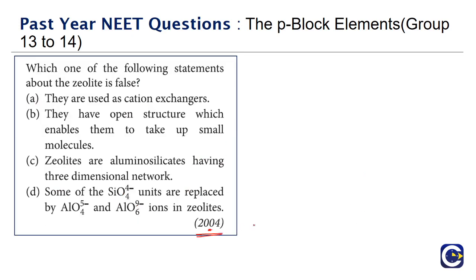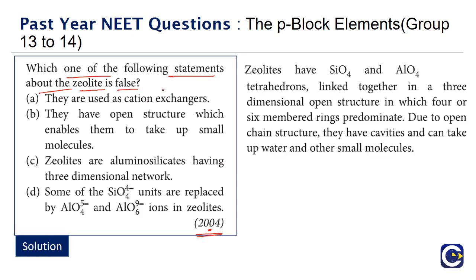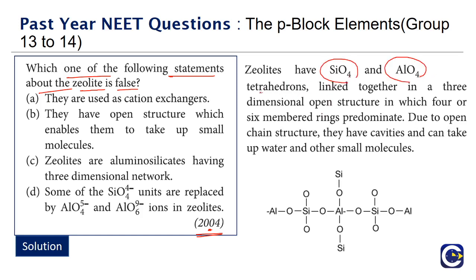Next we have a question that has come in the year 2004. This is about the zeolites. Which one of the following statements about the zeolite is false? What are zeolites? They are polymeric linkages of SiO4 and AlO4 tetrahedral units linked together in a three-dimensional open structure. Because of this open structure, they provide cavities, and that results in the zeolites acting as an ion exchange resin. They are used as cation exchange resin.